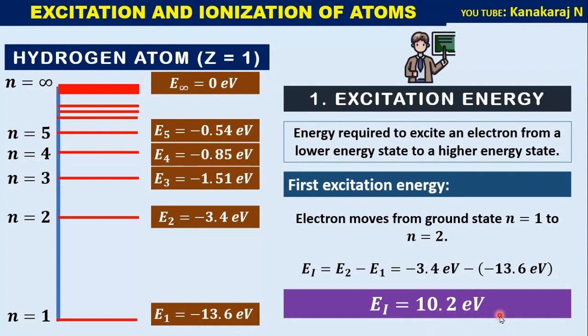Suppose the electron is in the first orbit and we give 10.2 electron volt to this electron. Absorbing this energy, the electron jumps to E2.